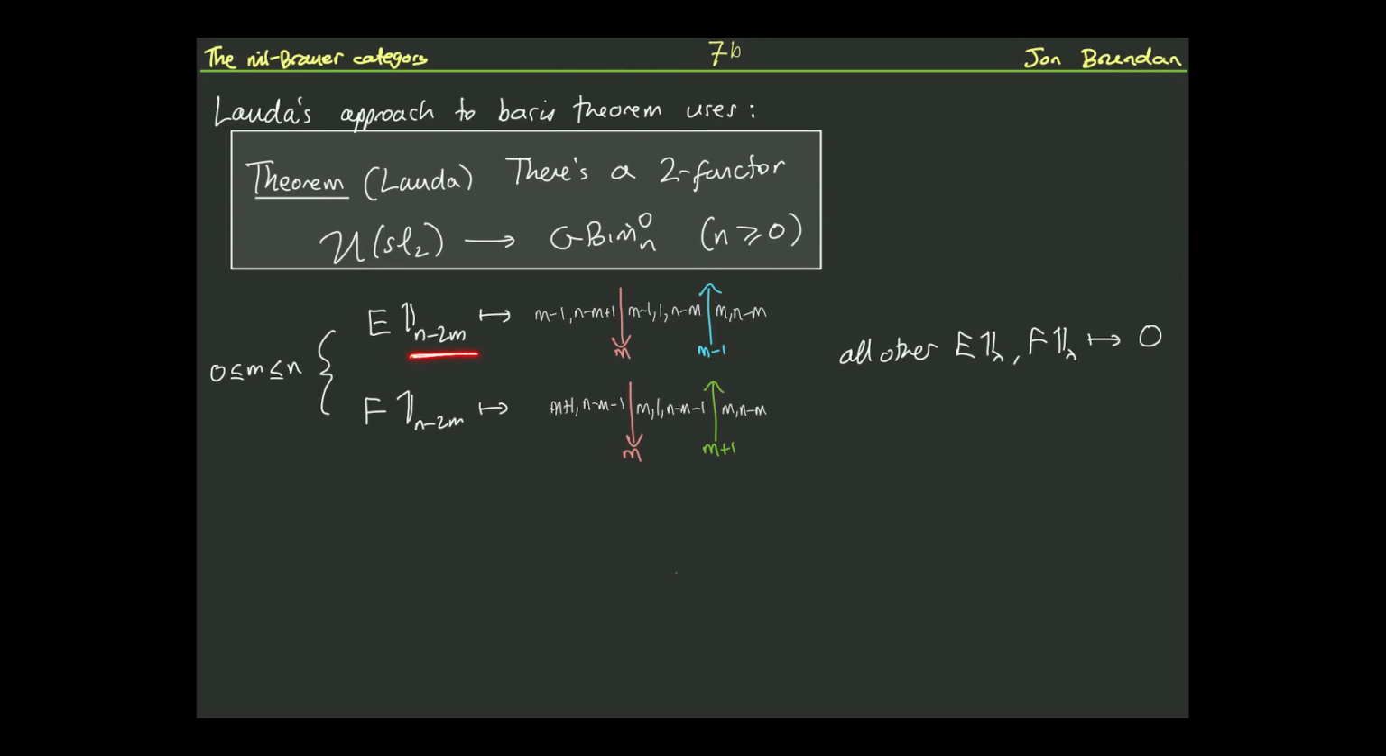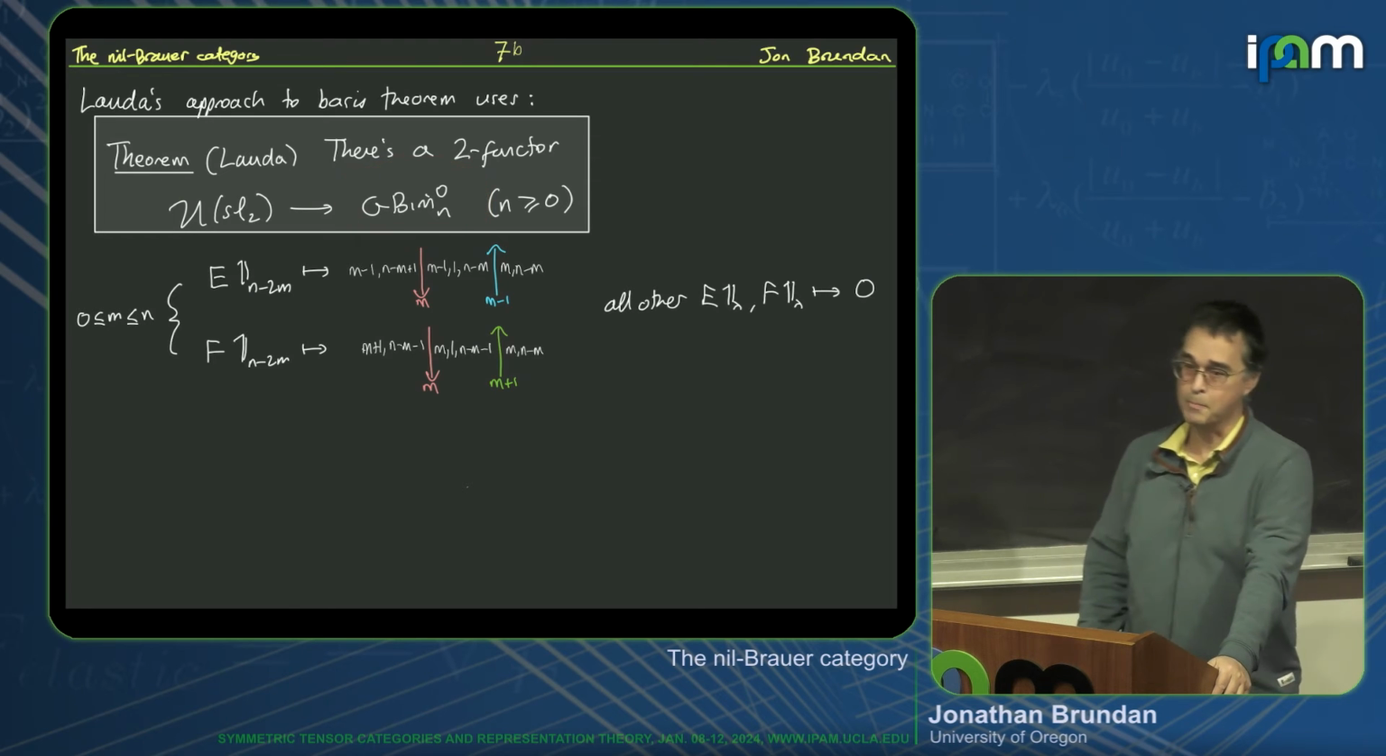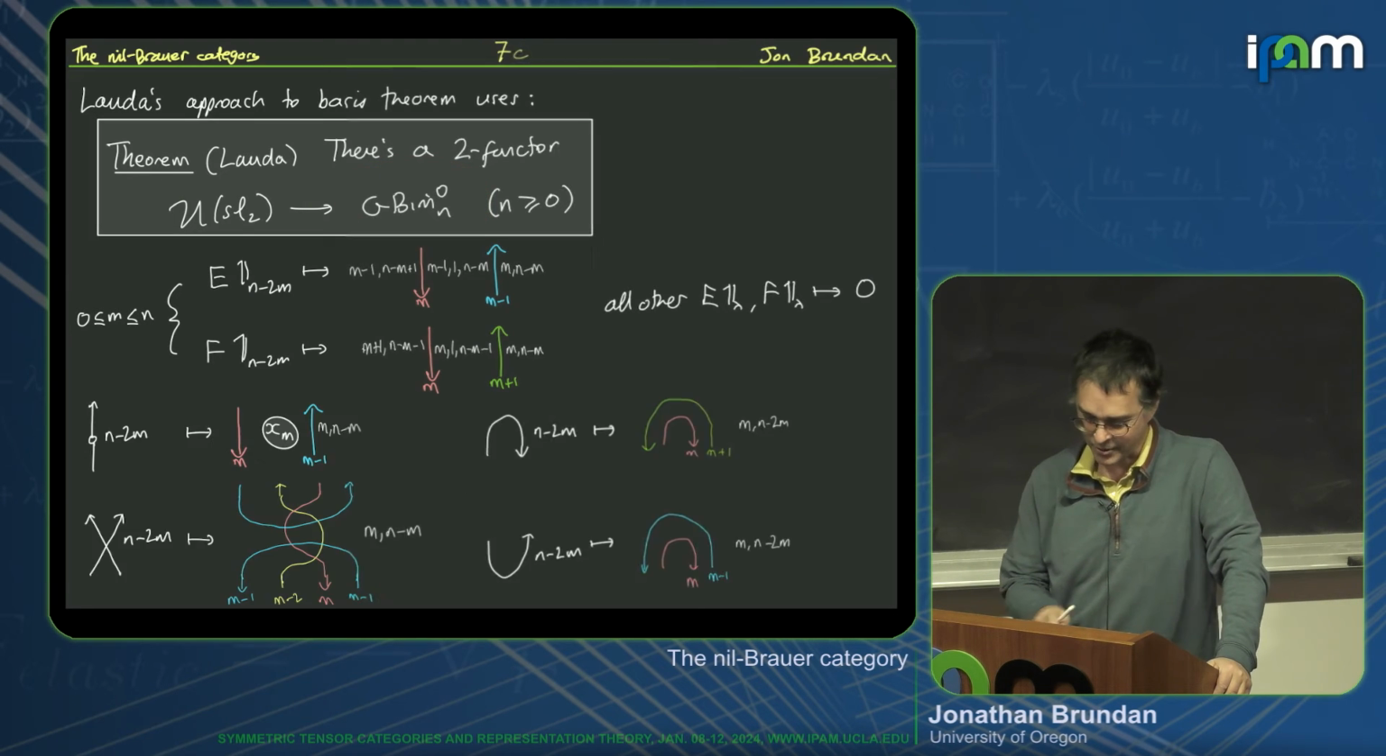But if you can write your lambda as n minus 2m, n is fixed now, then it maps exactly to the induction restriction bimodule that I told you earlier that's inducing up to this neighboring parabolic. And F is induction restriction to the parabolic one before. All the other E and F 1 lambdas go to this extra object 0 that you just have to add in, so that here you should put all bimodules.